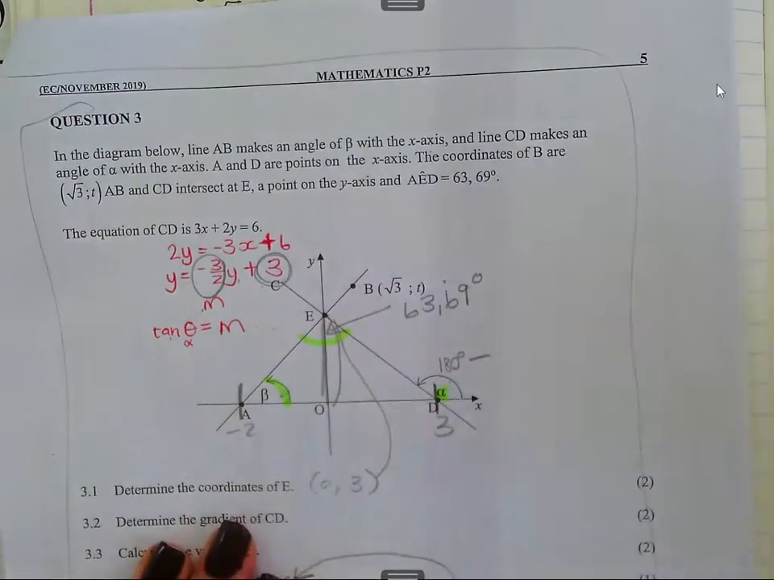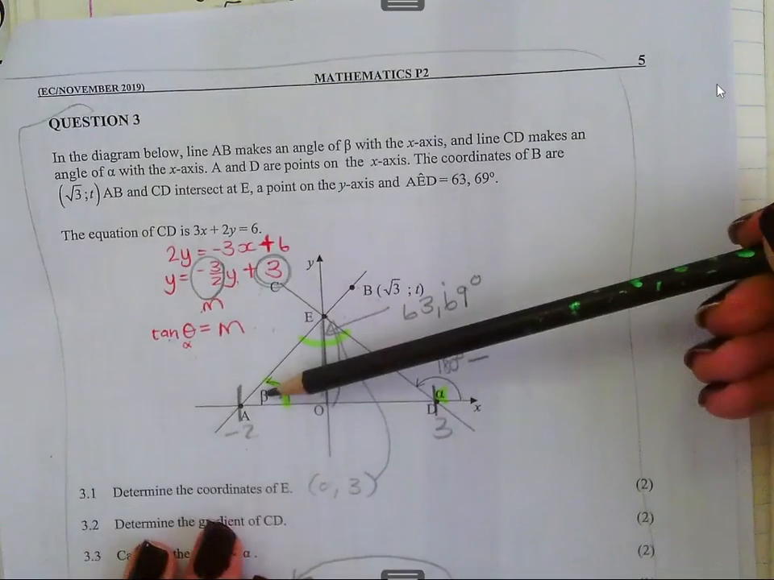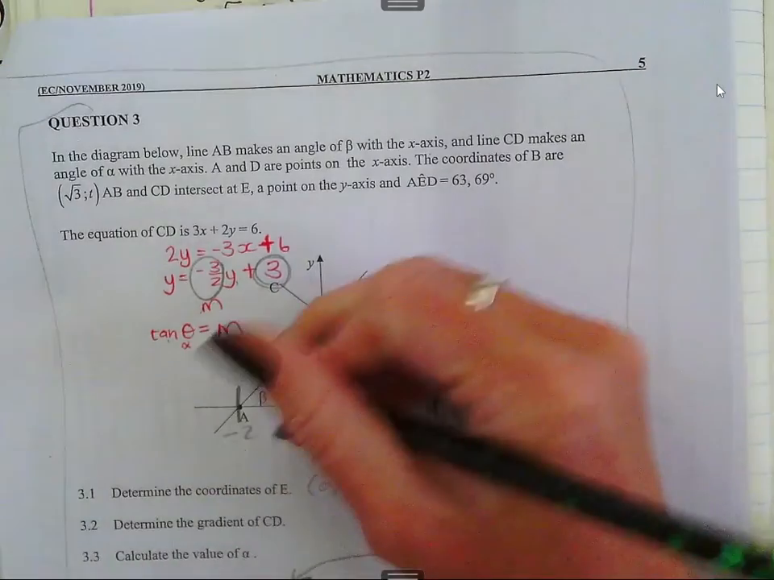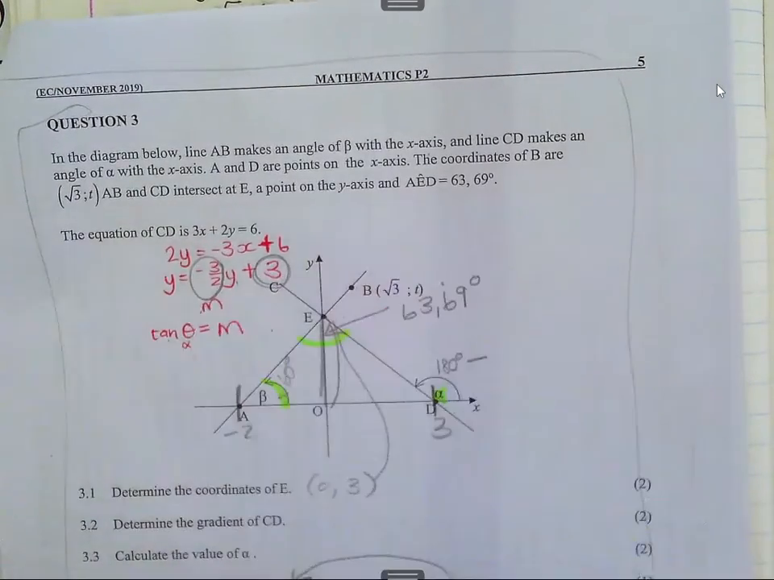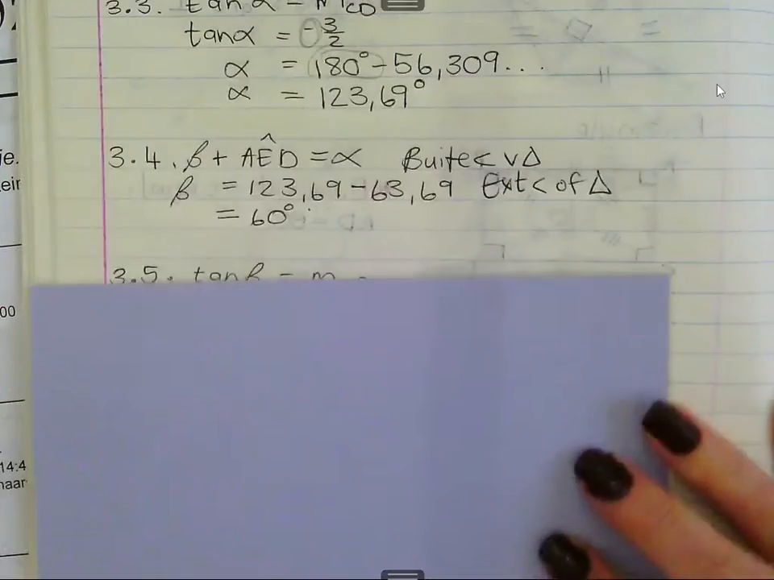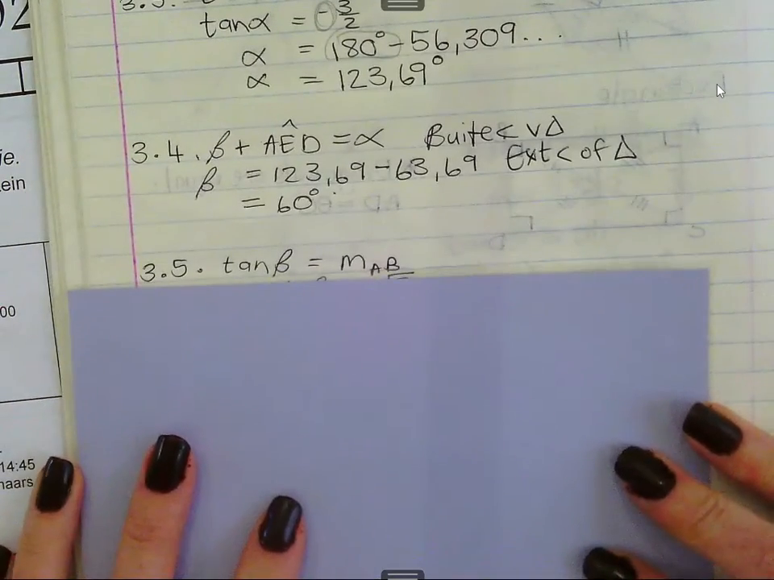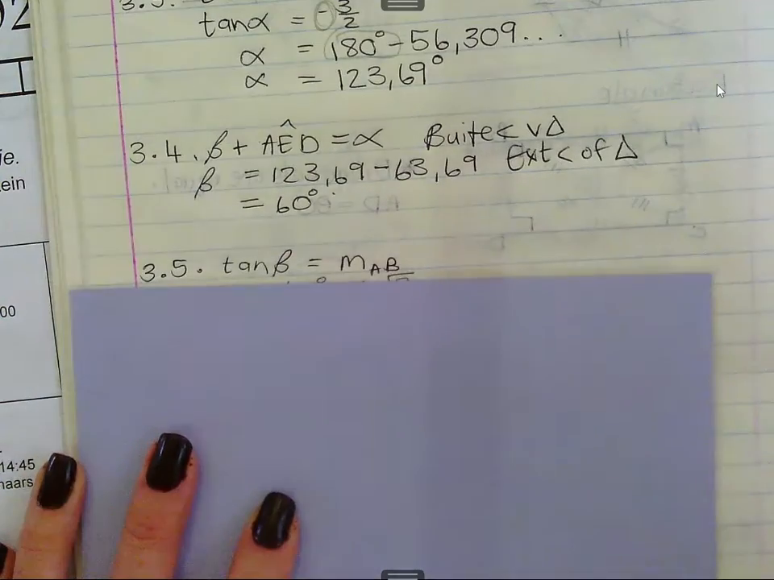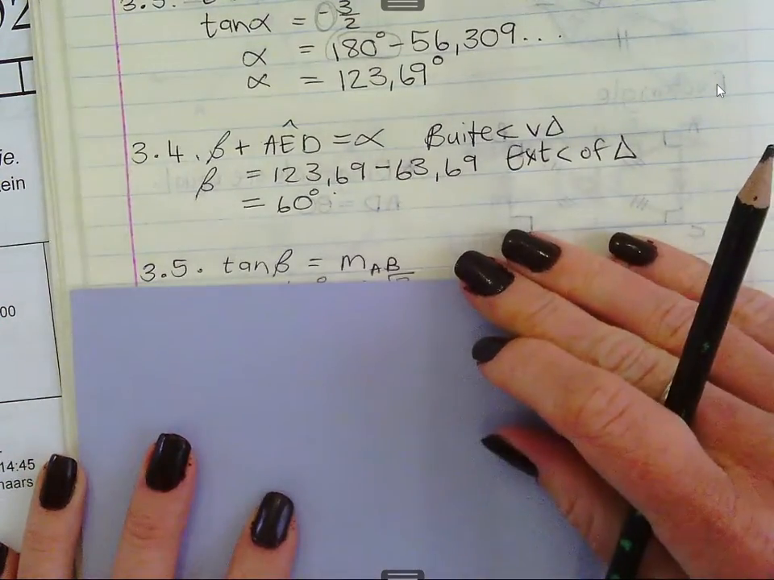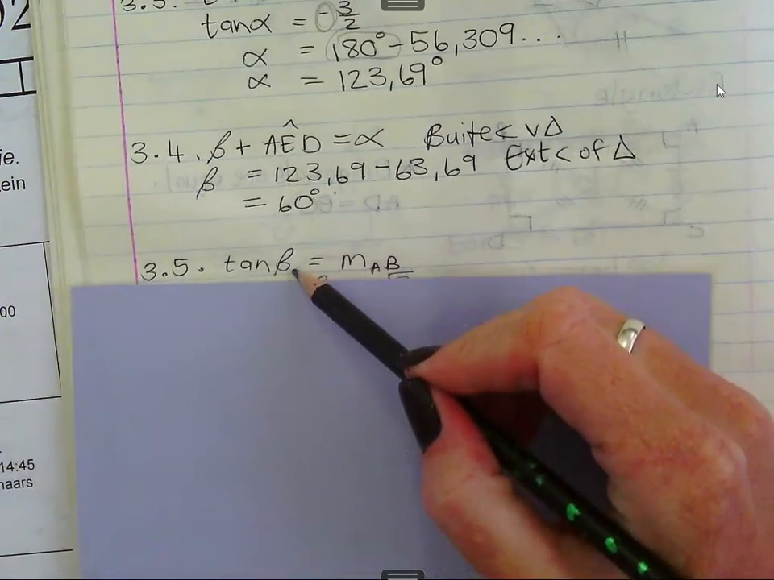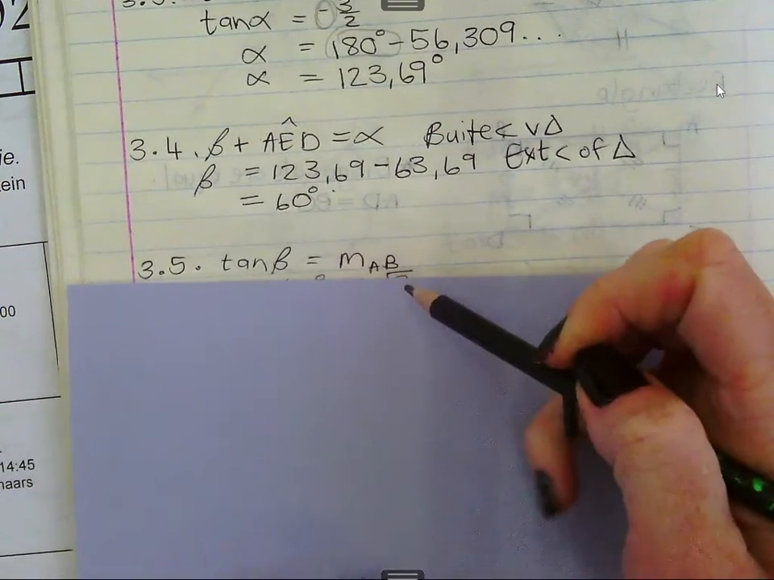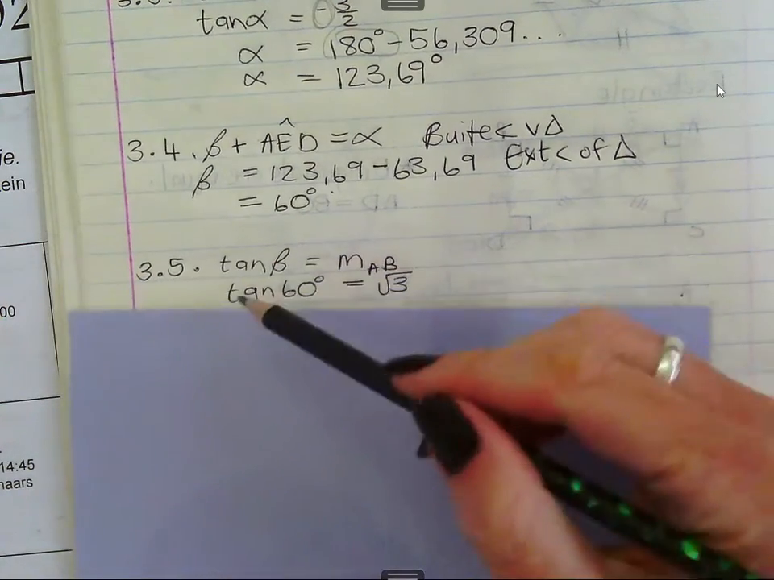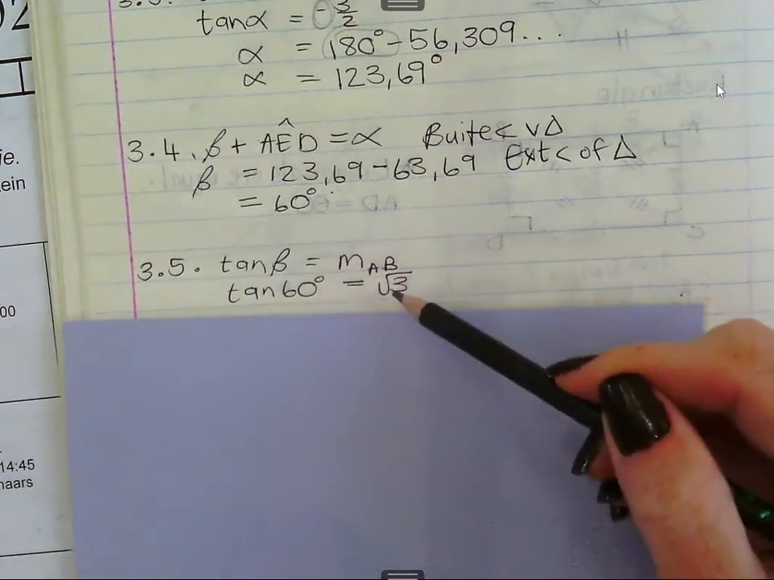Okay. So what they wanted you to see is the inclination angle that you have. It's 60 degrees. Now remember, the inclination angle says that the tan of the angle is equal to the gradient of the straight line that creates that inclination angle. So the tan of beta is the gradient of AB. Does that make sense? So all you had to say was tan 60, and then you get root 3.